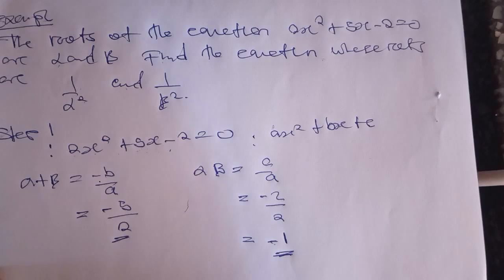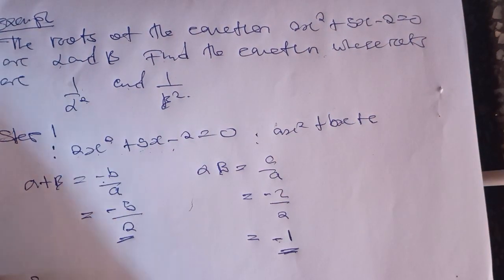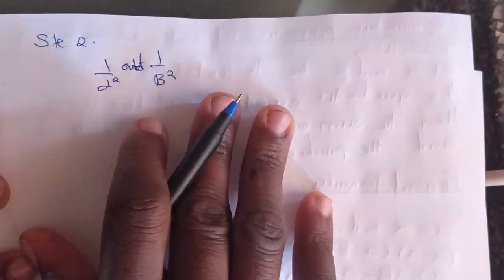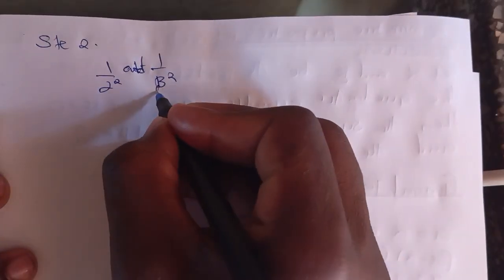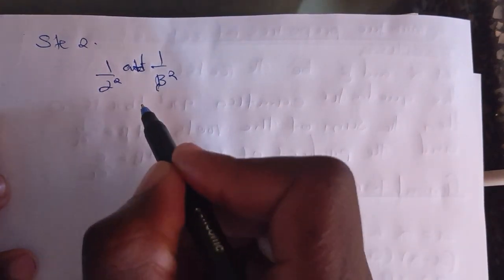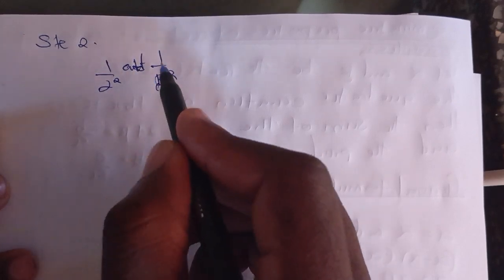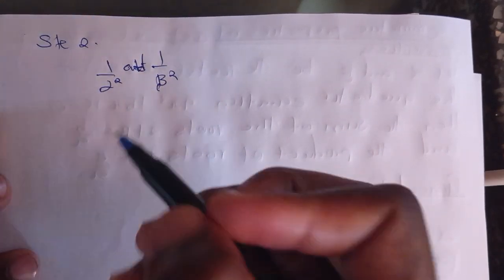Now what is the second step? So now we are going for the second step. Okay, so now we know that we have been given the roots to be 1 over alpha squared and 1 over beta squared. So what are we supposed to do? We're supposed to obtain now the product and the sum using the same roots given. So first you can get the sum. So how do we get the sum?